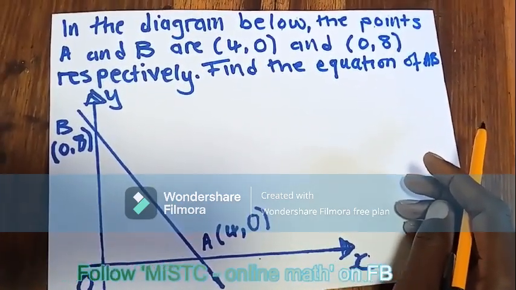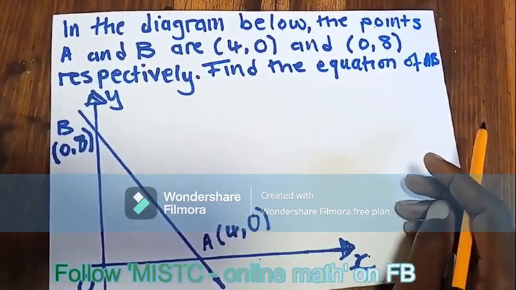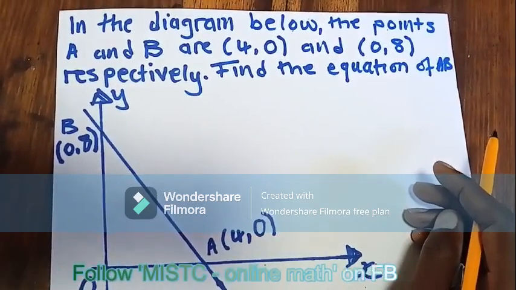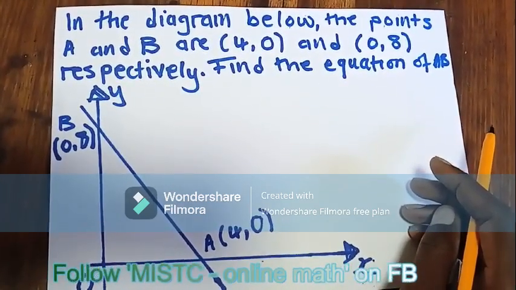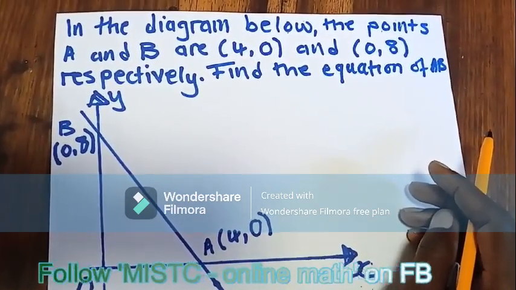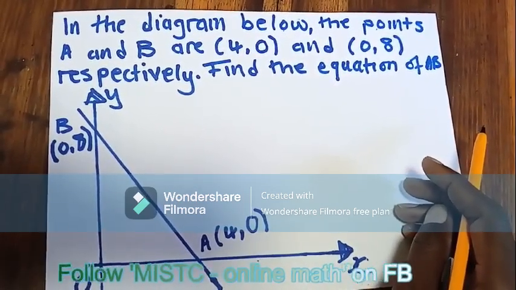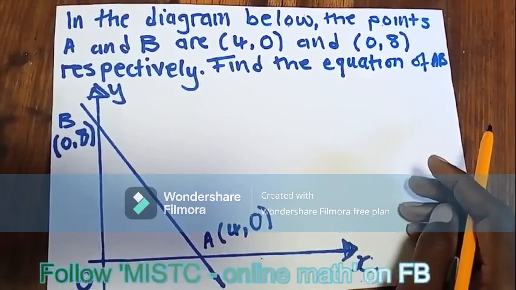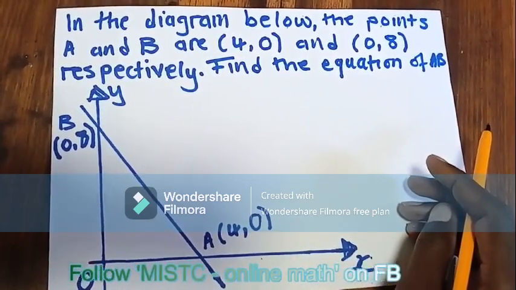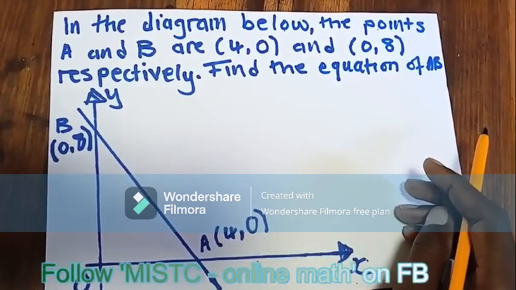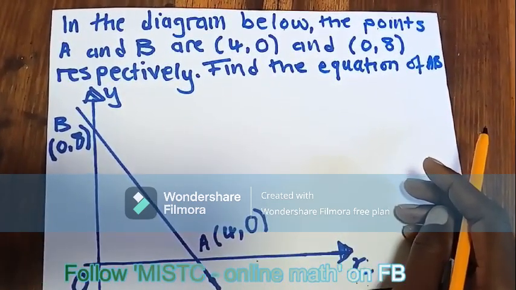So today we just want to look at how we can answer this question. I'm sure we are all able to see this one. It says, in the diagram below, the points A and B are (4,0) and (0,8) respectively. Find the equation of AB. So today we just want to see how we can find this equation which connects the points A and B.